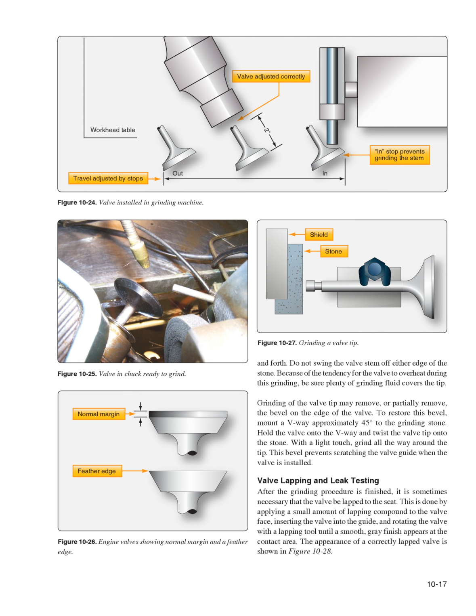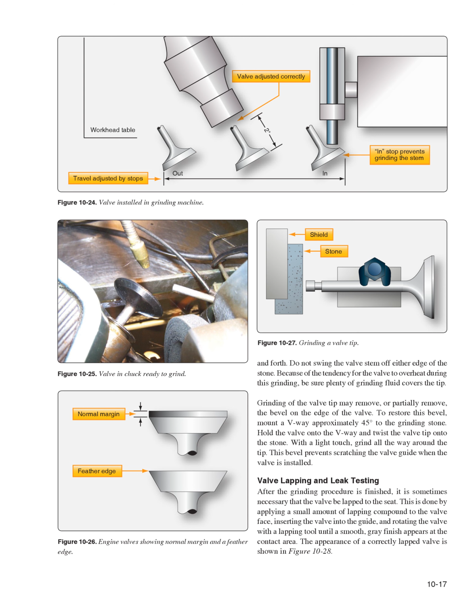To restore this bevel, mount a V-way approximately 45 degrees to the grinding stone. Hold the valve onto the V-way and twist the valve tip onto the stone. With a light touch, grind all the way around the tip. This bevel prevents scratching the valve guide when the valve is installed.